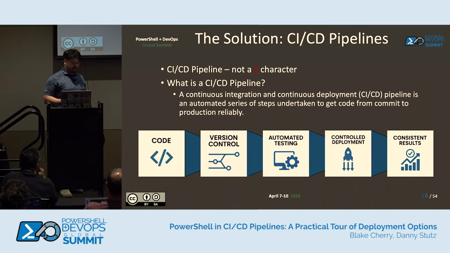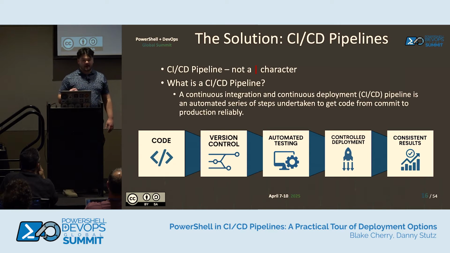Another piece of a CI/CD pipeline is automated testing. So whenever you make a commit, maybe you make a change, you can have a pipeline that can automatically test your code or your changes to make sure they're actually working, right? It's a lot easier than having to manually test it every single time you make a change.